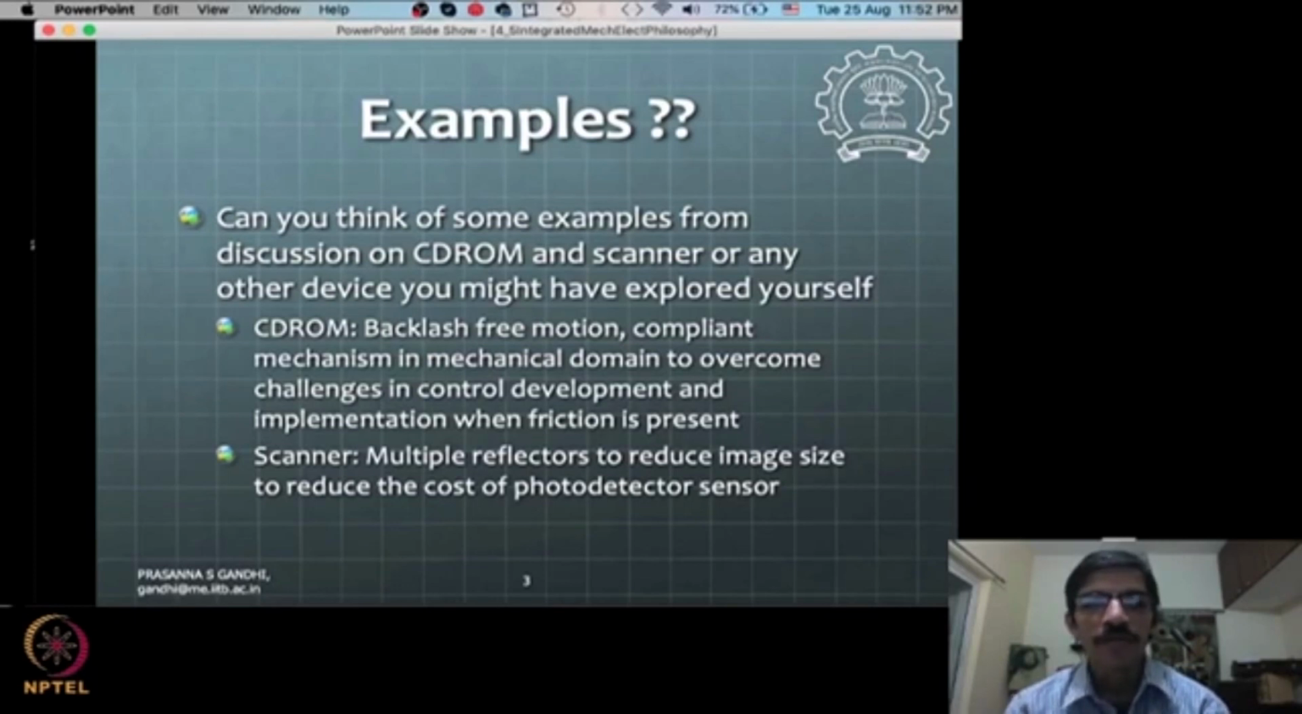And in the scanner you can see that multiple reflectors were used to reduce the image size and reduce the cost of the photodetector sensor. Otherwise you need such a large strip of photodetector sensor, which is very expensive to produce in the first place. So the cost can be reduced by using these multiple reflectors. These are the examples where you do something in the mechanical domain to ease something in the electronics domain.